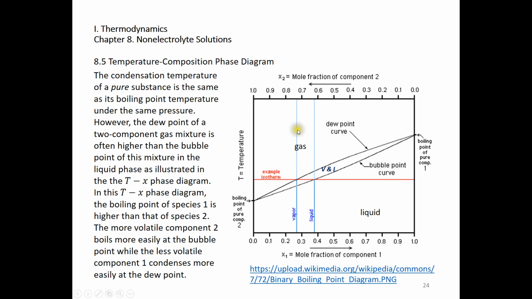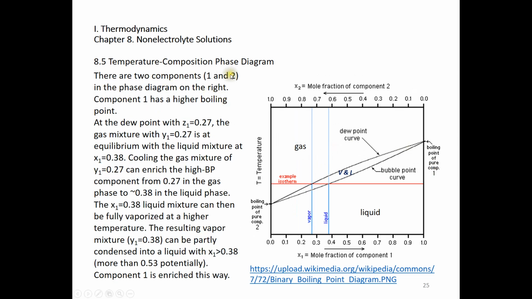So by using this temperature-mole fraction phase diagram of two components, we can either enrich component 1 by condensing the gas mixture, or we can enrich component 2 by vaporizing the liquid mixture. And again, we just need to look at the boiling point difference. Over here, the boiling point of component 2 is lower, so it's easier to get more component 2 in the gas phase. The boiling point of component 1 is higher, so it's easier to enrich component 1 in the liquid phase.